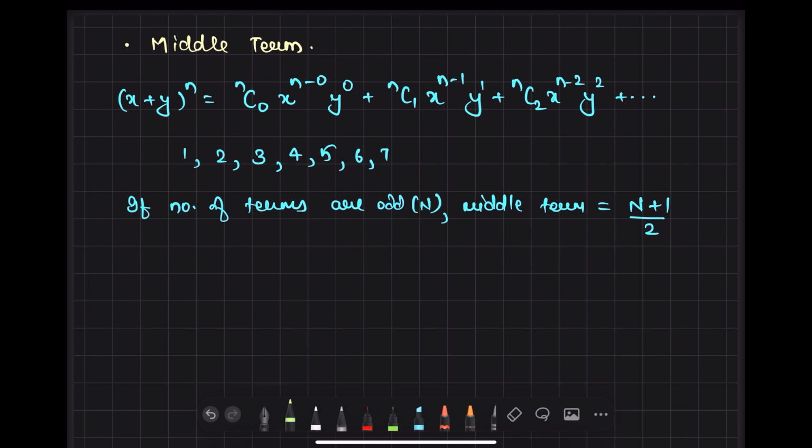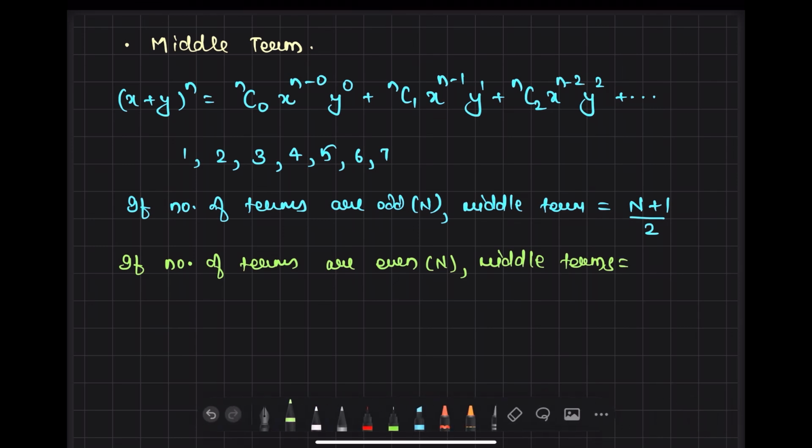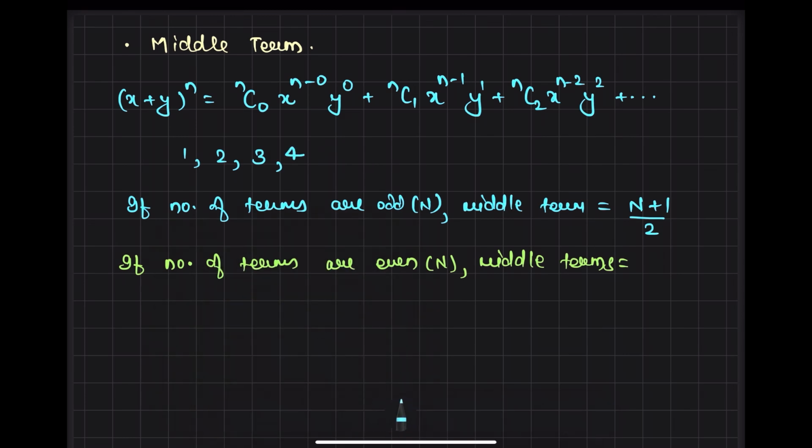Now I'll go with the even number of terms. If the number of terms is even, say n, you will not have a middle term, you will have middle terms. Okay, so look at this part. Suppose that the number of terms is 4. In the middle you can observe there are 2 terms. So can I say it is the 4 by 2 and 4 by 2 plus 1?